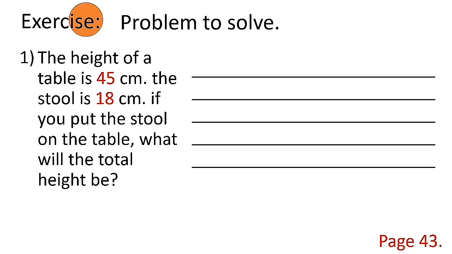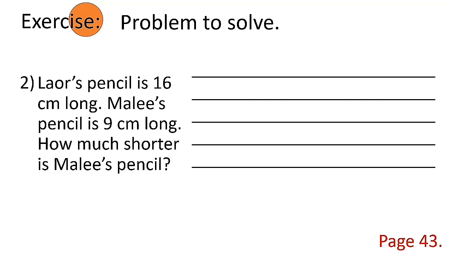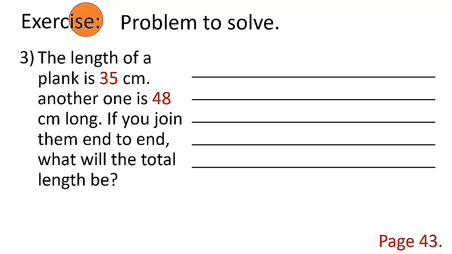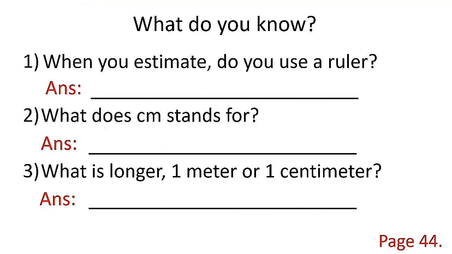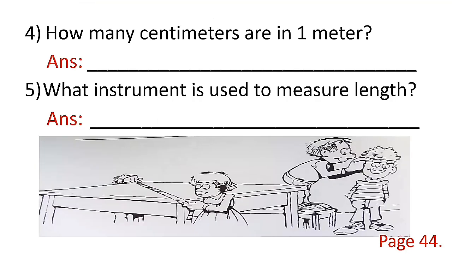Here you have to answer this one. You can find this actually on page 43. I repeat, page 43, number 1. You have to show your number sentence and your method, okay? And number 2, page 43. Number 3, page 43. And here, page 44, what do you know? We have 5 questions here. We have number 1, number 2, number 3, number 4, and number 5.